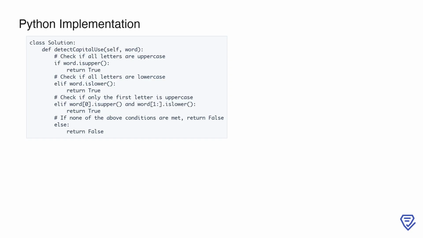The implementation is concise and handles edge cases such as single-character strings and empty strings gracefully because the string methods isupper and islower will return appropriate results for such inputs without causing errors. The solution has a time complexity of O(n), where n is the length of the input word, since each string method iterates through the word at most once. It also has a space complexity of O(1), as no additional data structures are used.